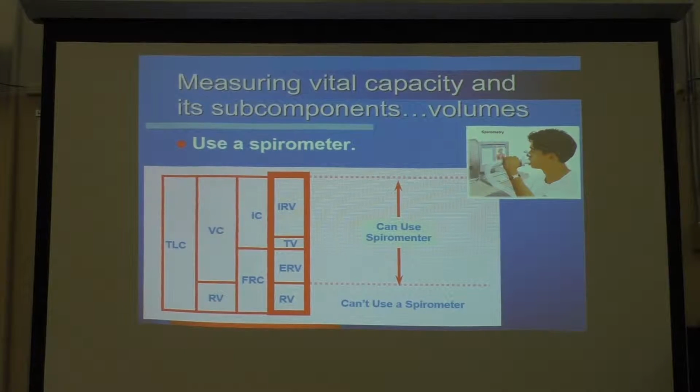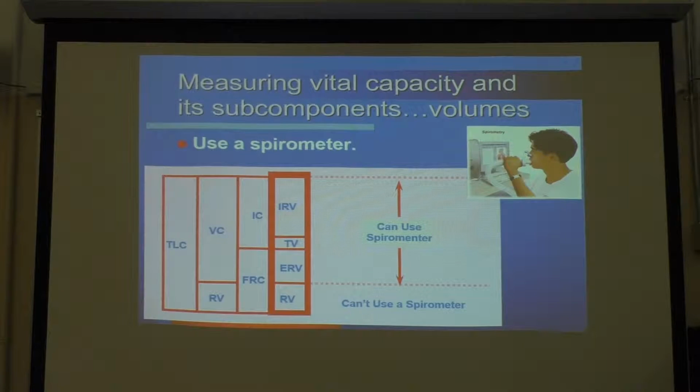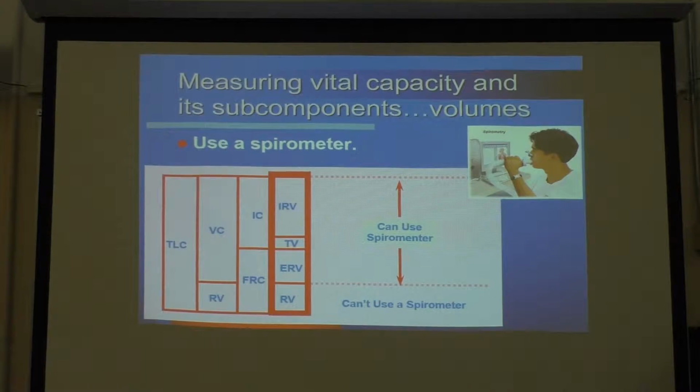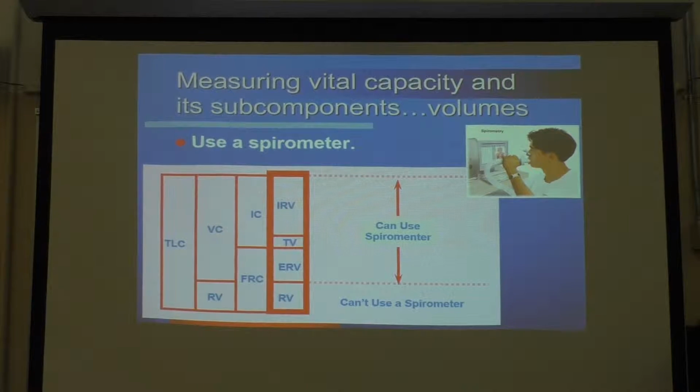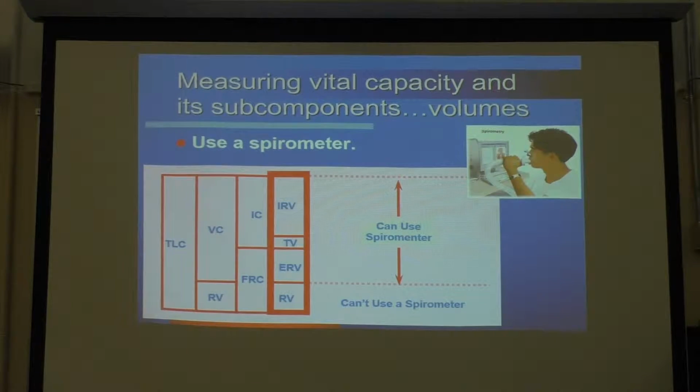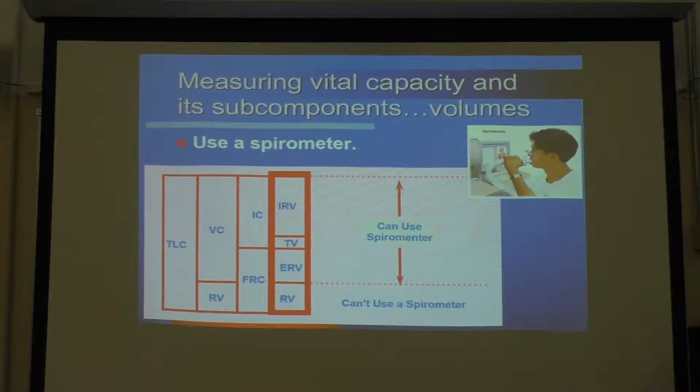In fact, IRV, tidal volume, and ERV can be combined to become vital capacity, or VC, which is one of the more clinically important capacities. Now, there are other capacities, as you see, and they are made up of combinations of volumes. You need to know what these volumes are and these capacities, which are reflected in this PowerPoint.